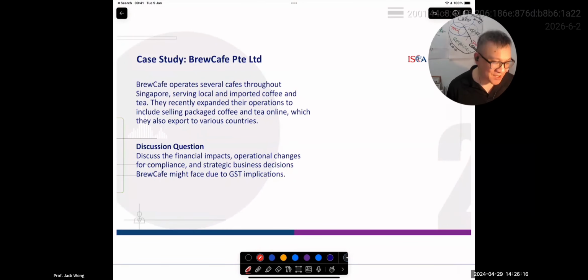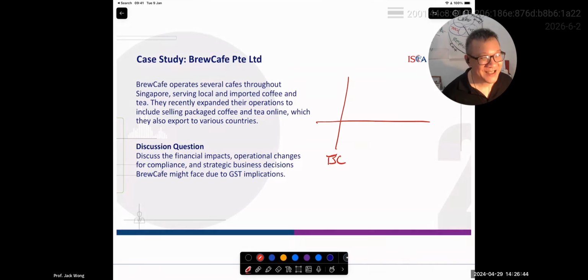Okay, so let's look at this case called Brew Cafe Private Limited. Brew Cafe operates several cafes throughout Singapore, serving local and imported coffee and tea. They recently expanded their operations to include selling packaged coffee and tea online, which they also export to various countries. So a local business, Brew Cafe, now also serves online, selling packaged coffee and tea online and exporting it to various countries.